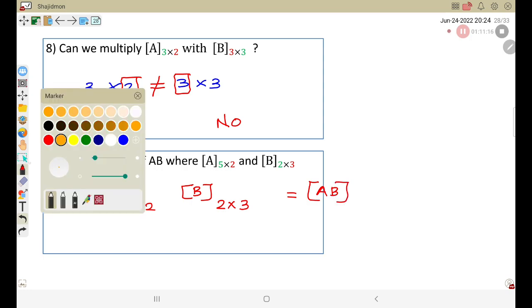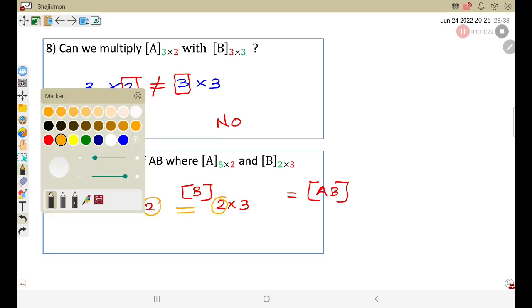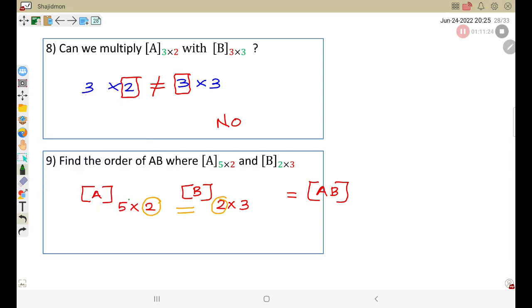So first check, is it possible to multiply or not? Here 2, here also 2. Both are the same, so it is possible. Correct? Now what will be the order of AB matrix? The first number from here, the last number from here. So it should be a 5 by 3 matrix. Correct? Just a multiple choice question for understanding the ideas.